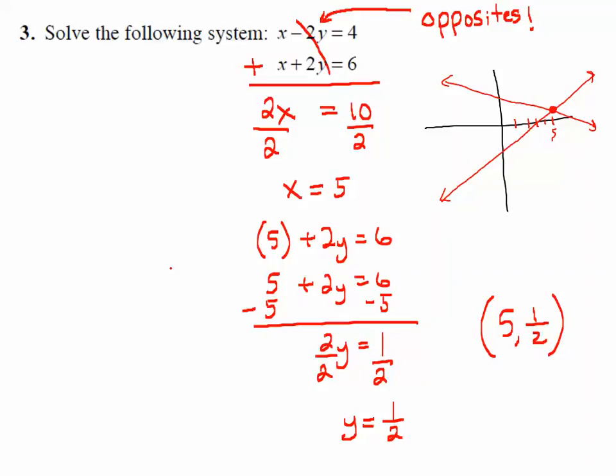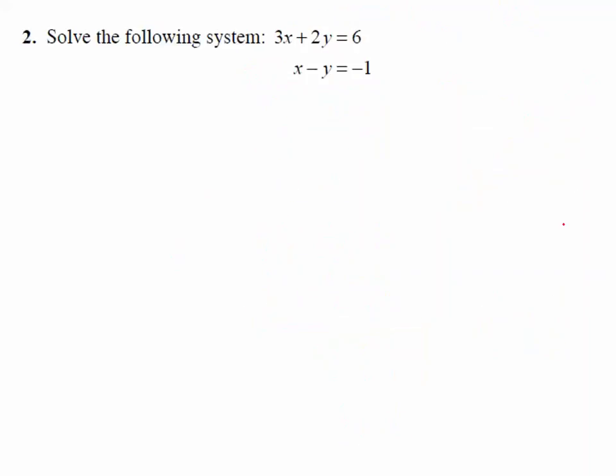Okay, we good? Next one. Okay, one more little issue. What happens if you don't have opposites to start off with? That's our problem. What happens if you don't have the opposites like this one? Bummer. There's a 3x, there's a 2y for the top equation, and there's just an x minus y for the bottom equation.